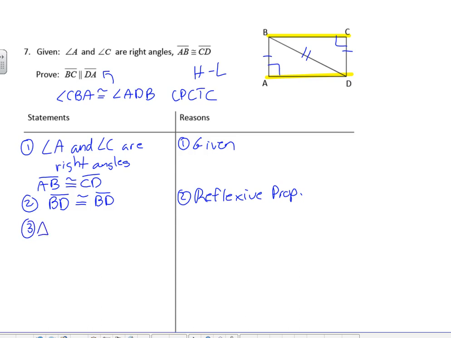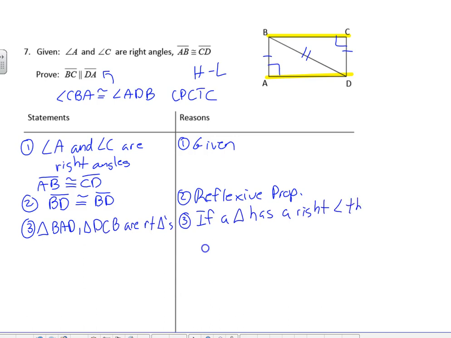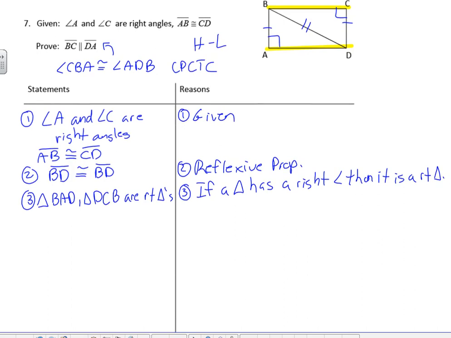triangles. So triangle BAD and triangle DCB are right triangles. And we know that because they have a right angle. So if a triangle has a right angle, then it is a right triangle. All right, that's our third condition that we need for hypotenuse leg.